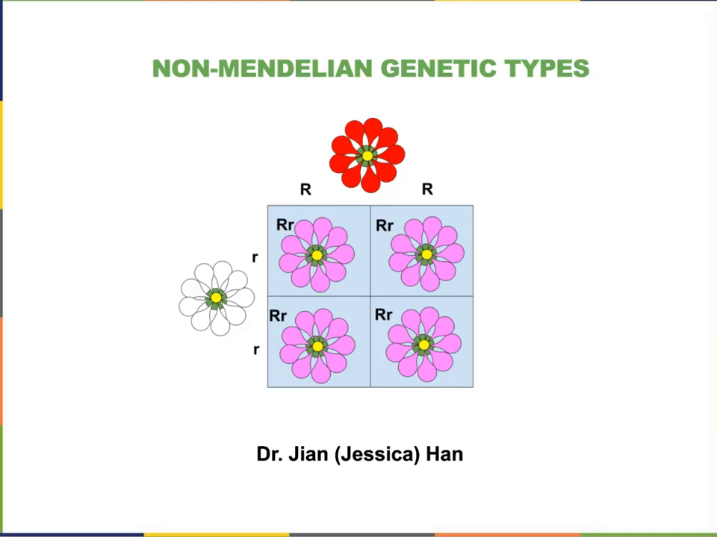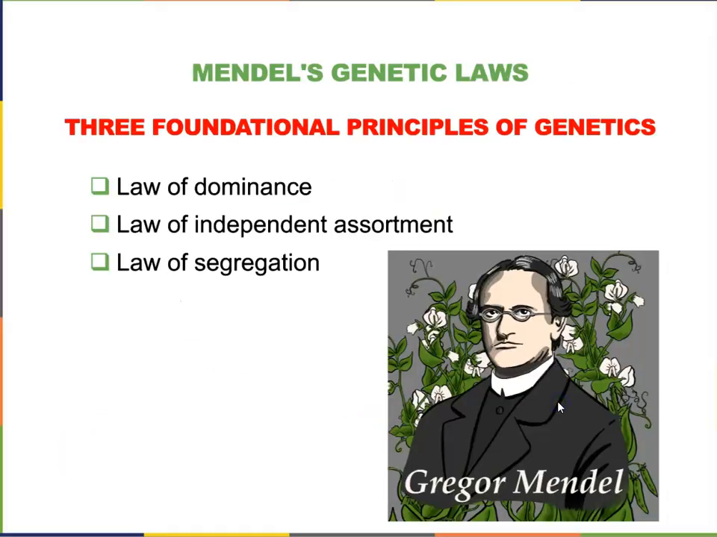In this mini lecture, we are going to talk about non-Mendelian genetic types. Before we go to that topic, let's review the general genetic laws from Mendel. Mendel discovered three fundamental principles for genetics: law of dominance, law of independent assortment, and the law of segregation.